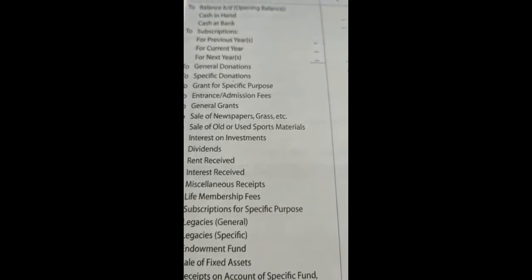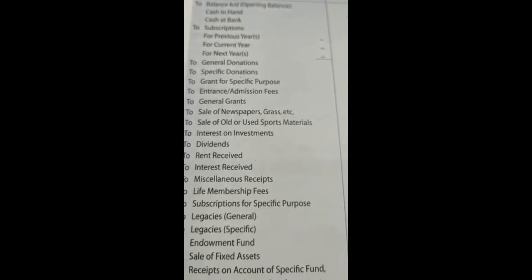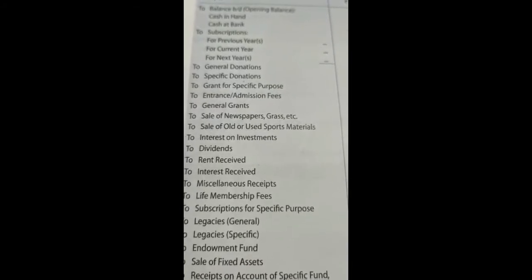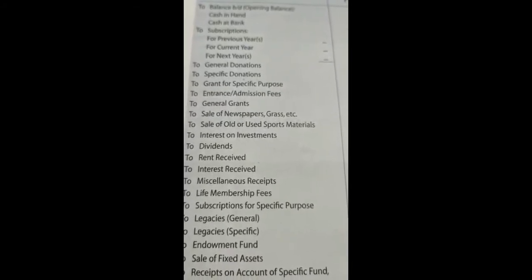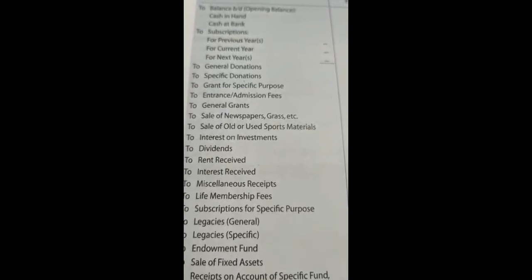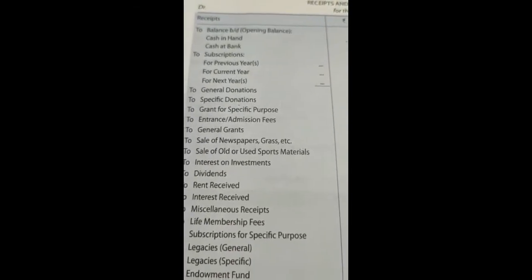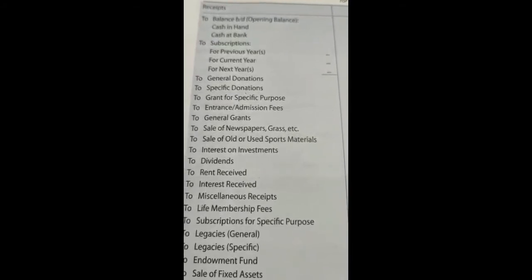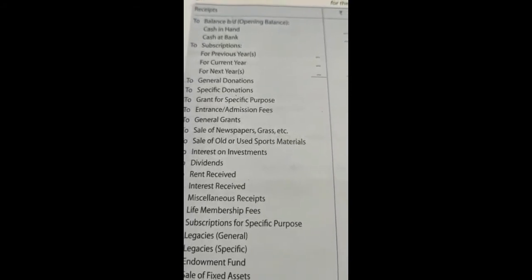Why these are two separate, that we will discuss when we prepare the income and expenditure account. These two, specific and general, will be dealt with in a separate manner. But here in the receipt and payment account, both are our receipts. So we will record in the receipt side whether it is a specific or general donation.